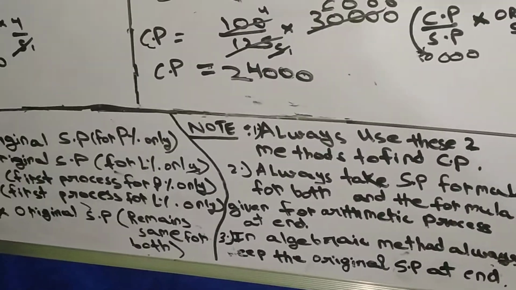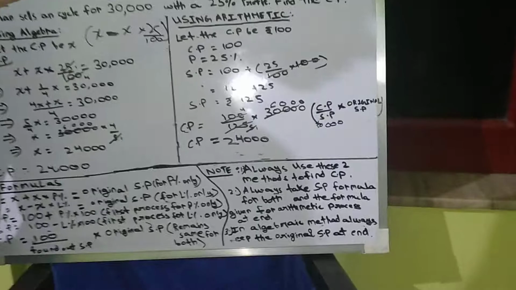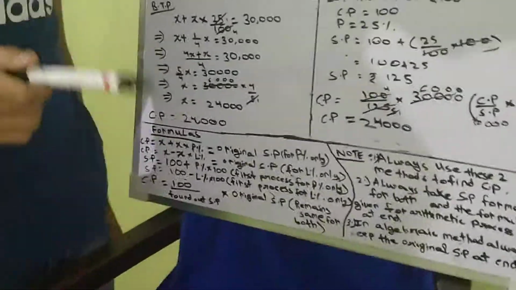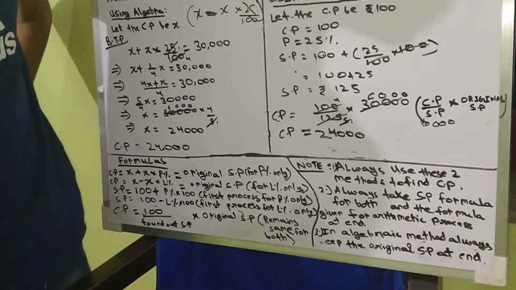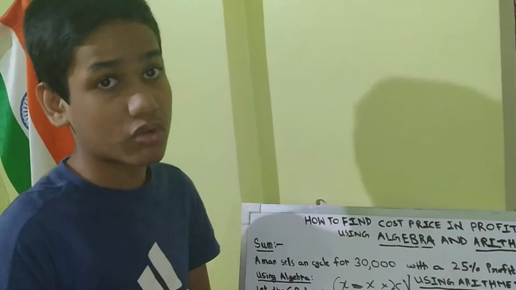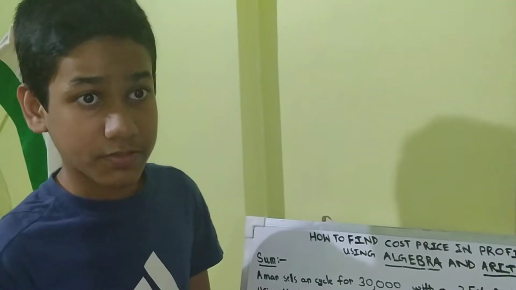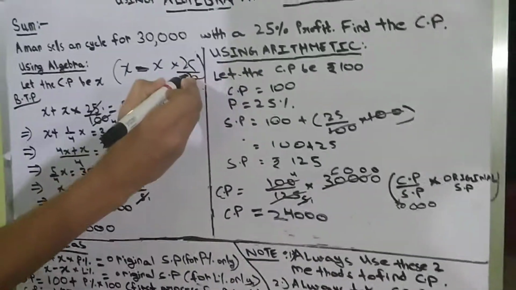Point number 2, always take selling price formula for both. Like we know the selling price formula: cost price plus profit percent multiplied by that cost price is equal to selling price. Now that is the selling price formula, and also if it was loss, then cost price minus loss percent multiplied by that cost price. Always remember this. Okay, guys.